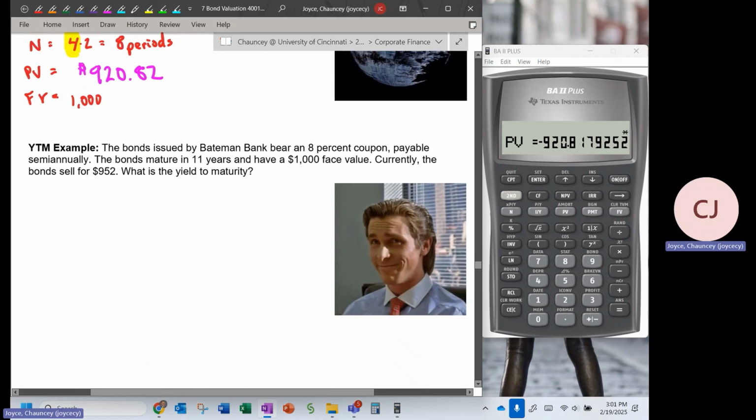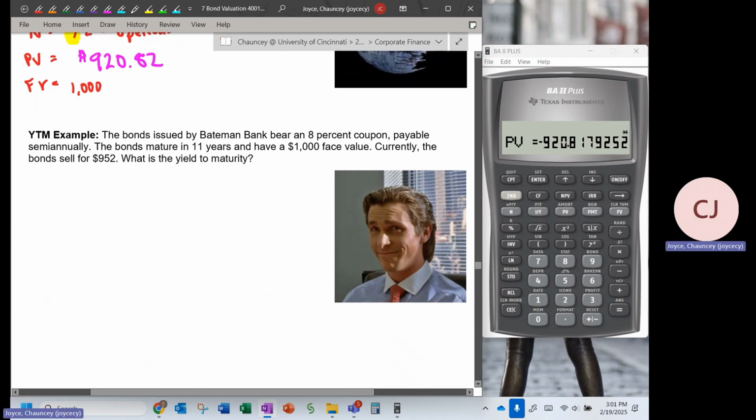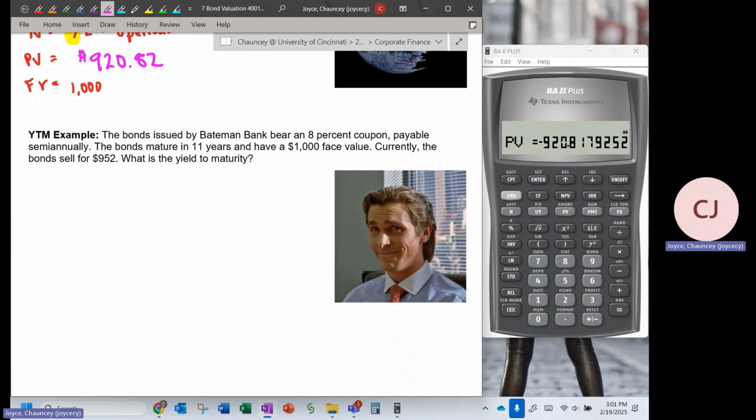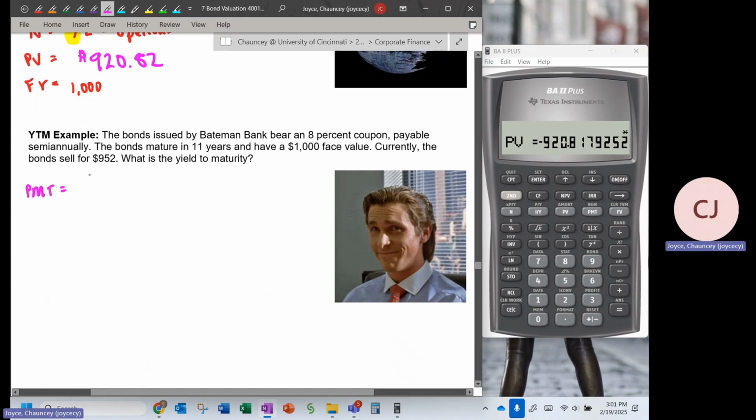All right, Bateman Bank bonds bear an 8% coupon payable semi-annually. The bonds mature in 11 years, have a face value of 1,000. Currently, the bonds sell for 952. What is the yield to maturity? Okay, let's take a look here. We have our payment, PMT, that's our coupon rate times our face value over the compoundings in a year. So our coupon rate is 8%, 0.08 times 1,000 over 2 is 40. That's $40 per period.